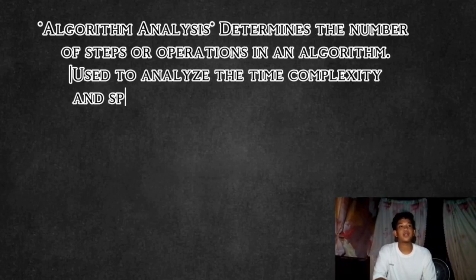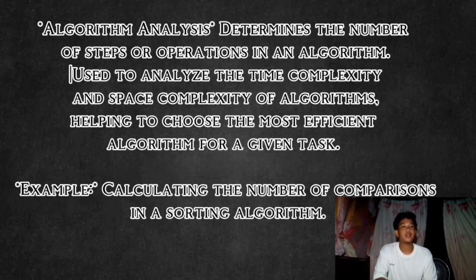Why is fundamentals of counting important in my course, Information System? Because they have similarities. First, we have algorithm analysis. It determines the number of steps of operation in an algorithm, used to analyze the time complexity and space complexity of algorithms, helping to choose the most efficient algorithm for a given task. Example, calculating the number of comparisons in a sorting algorithm.